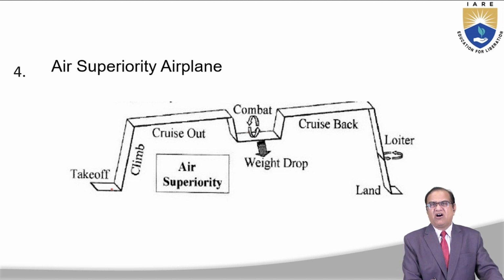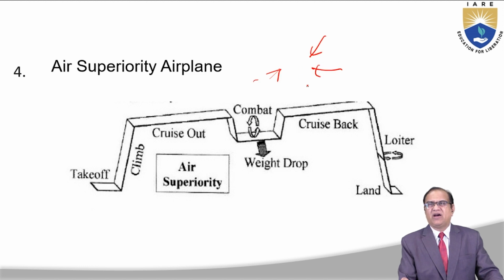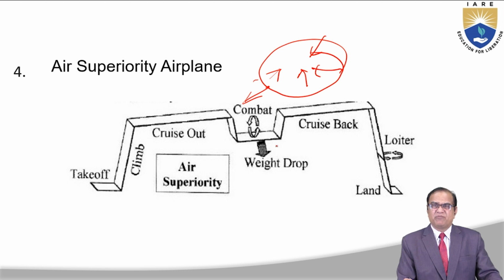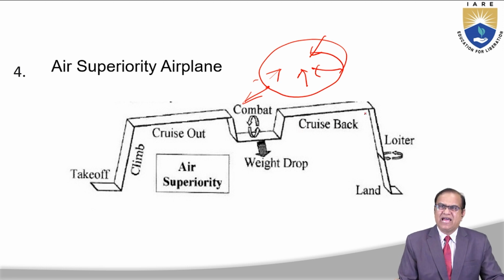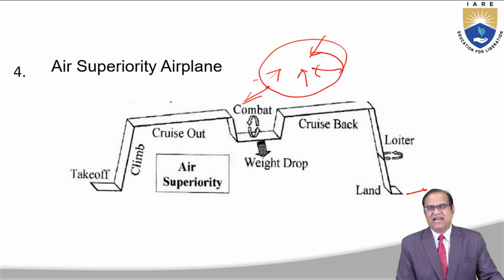So they take off, then climb, then cruise out. Then comes the combat mission, fighting between one aircraft and another, or a number of aircraft, all doing combat operations, and this is called the combat phase. After that, if they want to drop missiles, guns or bombs, they will do that, and then they will cruise back, go to the next place, loiter there, wait for some time, and then land. Like this, it is the air superiority airplane.